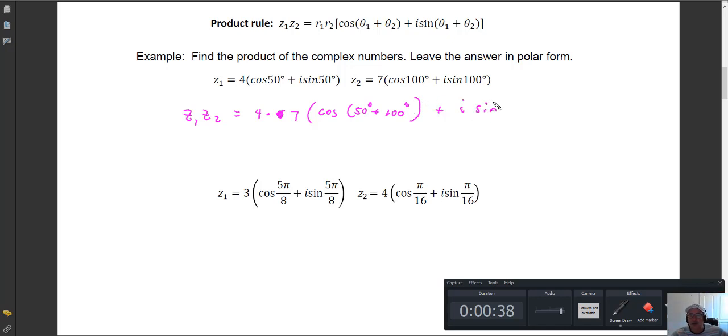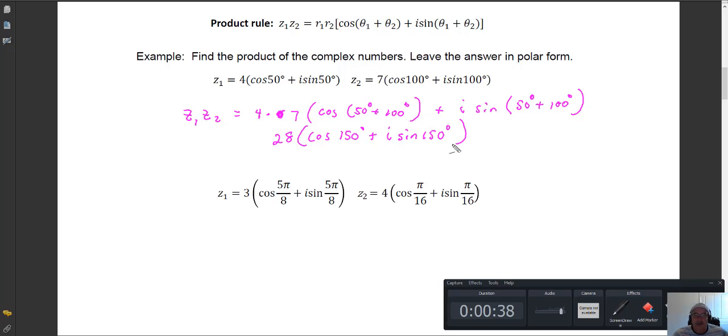And a lot of students will start putting dittos on this because these are always going to be the same angle here when you add them. So they'll have that look. All right, so the product of these two is simply 28 times the cosine of 150 degrees plus i sine 150 degrees. And this is left in polar or trigonometric form.